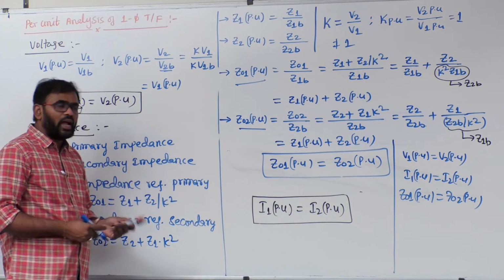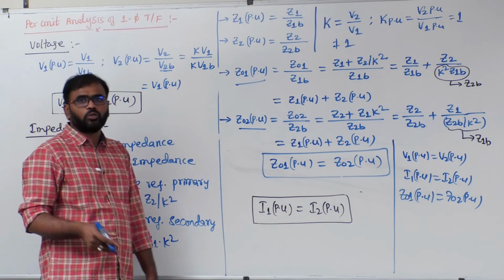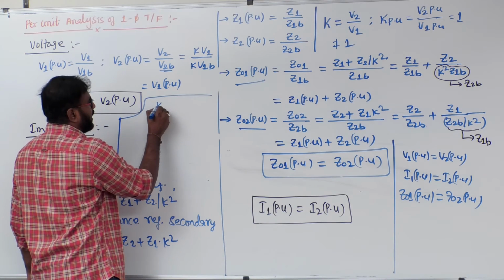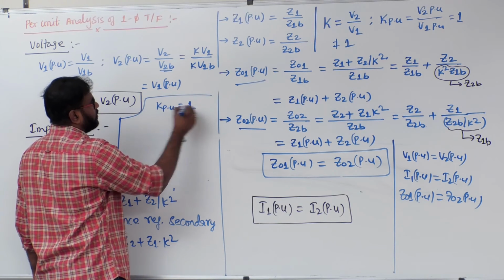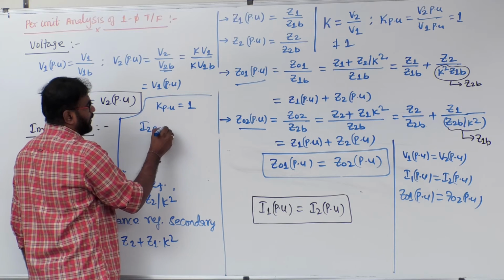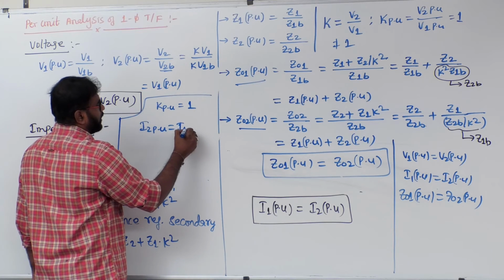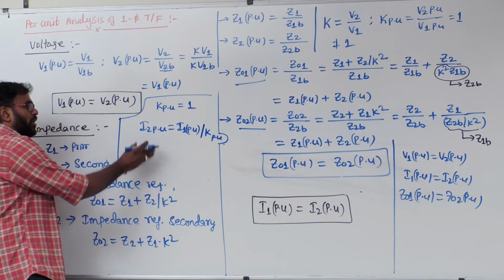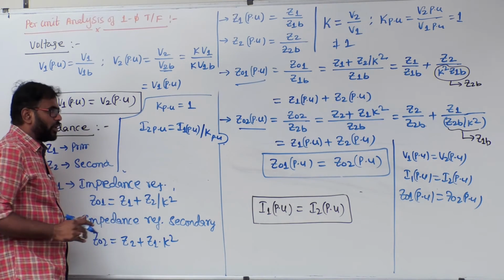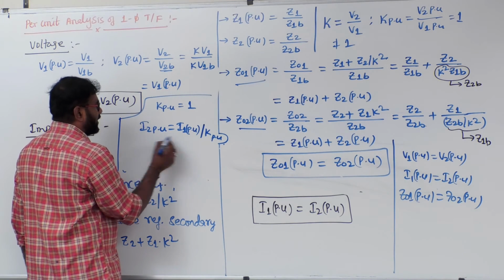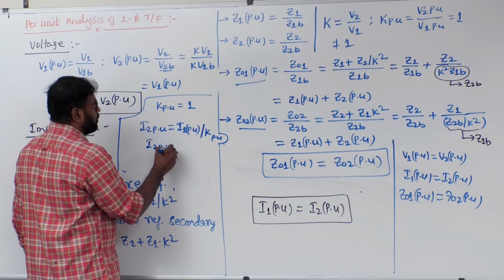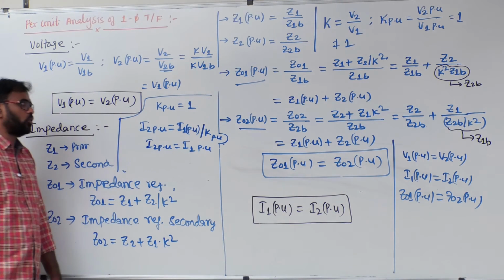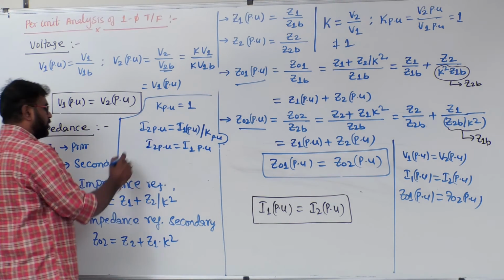That is the reason why V2 per unit equals V1 per unit, I1 per unit equals I2 per unit, and Z01 per unit equals Z02 per unit. If you have any doubt, K in per unit form equals 1. What is I2 per unit? You can write I1 per unit divided by K per unit. Since K equals 1, I2 per unit equals I1 per unit.